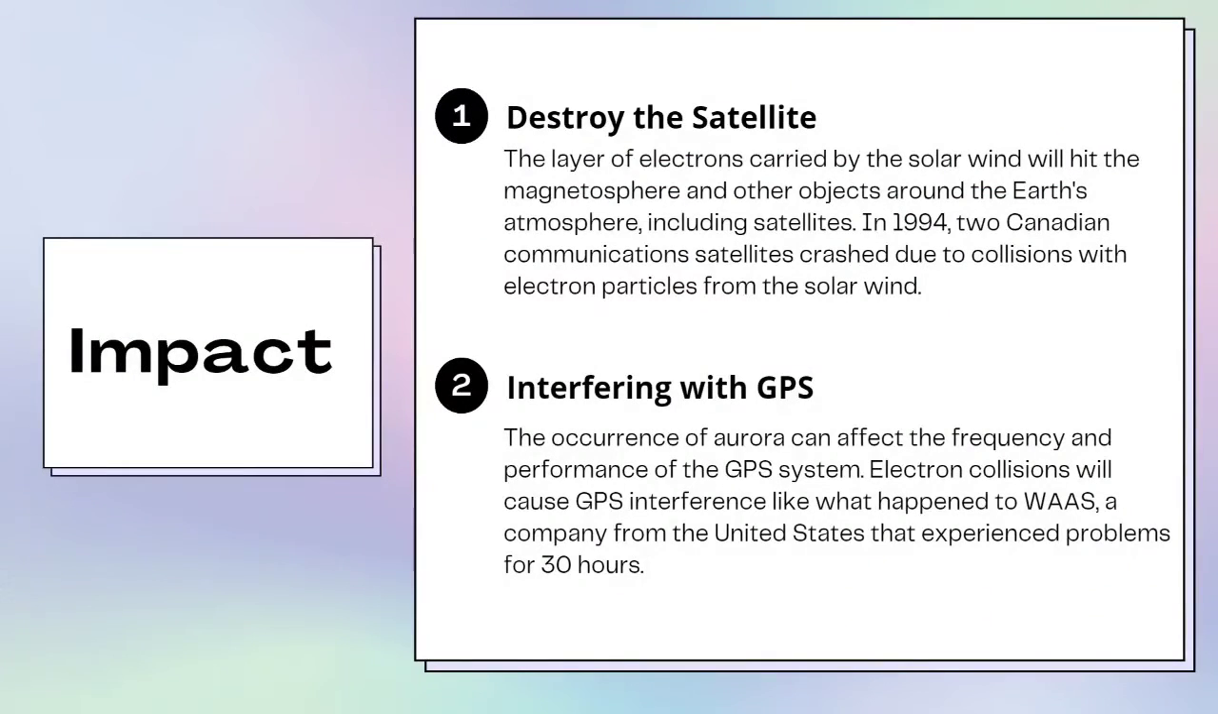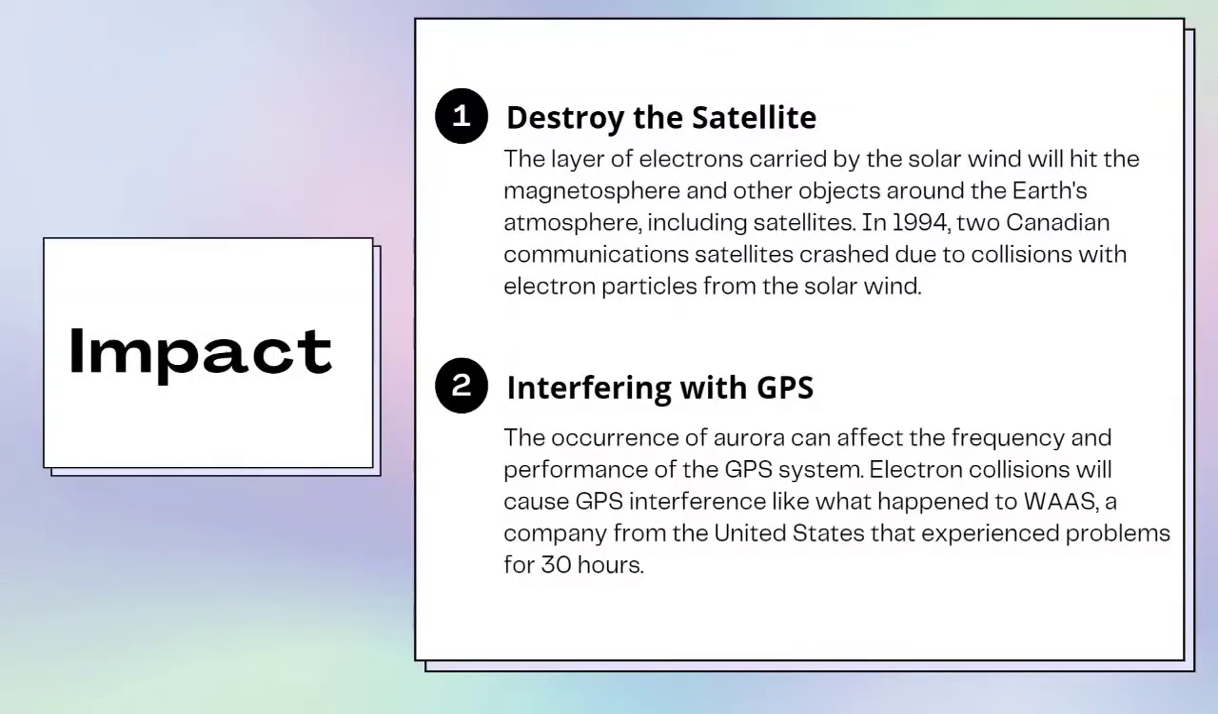Impact of the aurora. First, destroy the satellite. The layer of electrons carried by the solar wind will hit the magnetosphere and other objects around the Earth's atmosphere, including satellites. In 1994, two Canadian communication satellites crashed due to collision with electron particles from the solar wind.